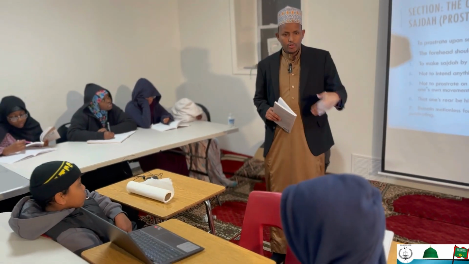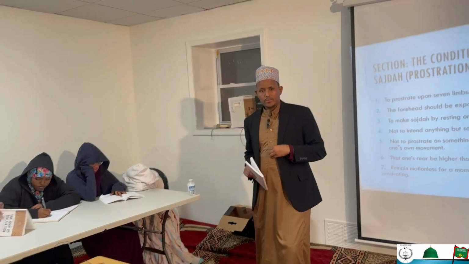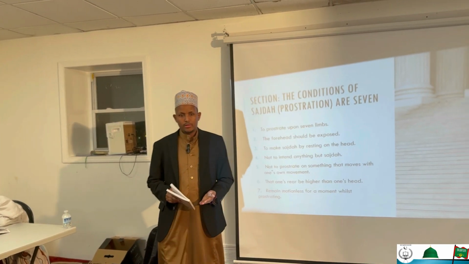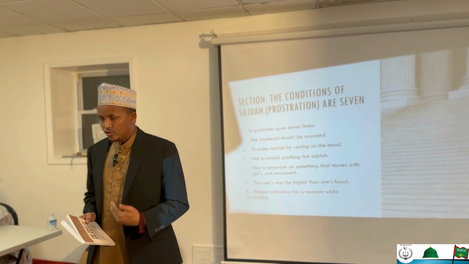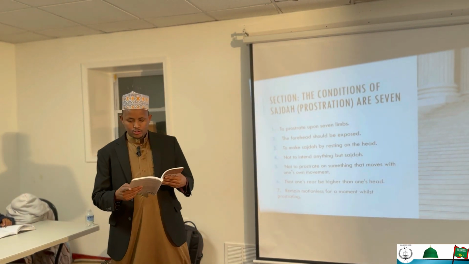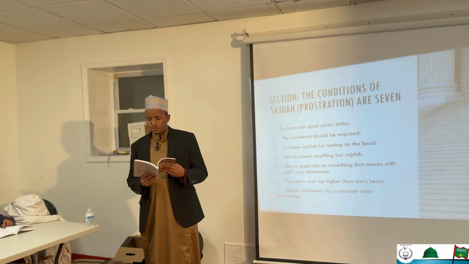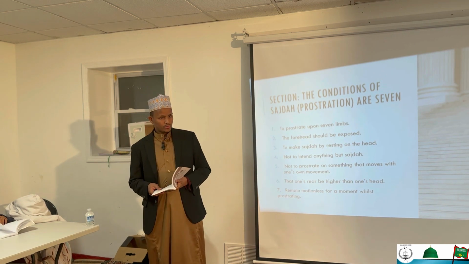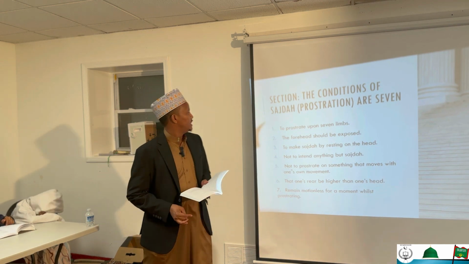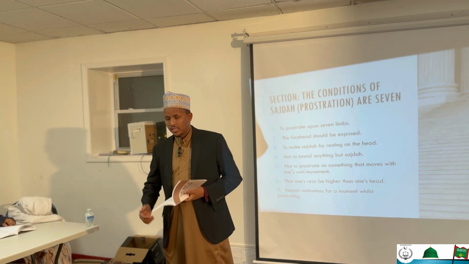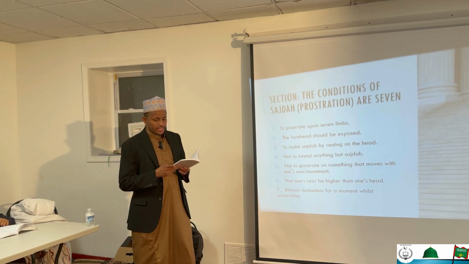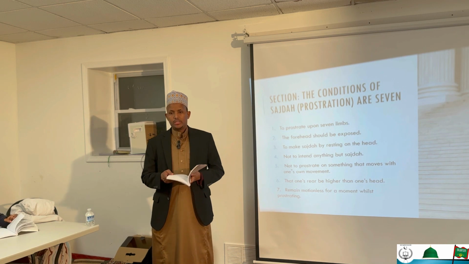So whenever you're going for sujood, it has certain conditions. So let's learn about that too. Let's see if the sujood we are making is the proper one. So the conditions of sujood. So on page 57, شروط السجود سبعة. The conditions of sajda or prostration are 7. Number 1, أن يسجد على 7 أعضاء.